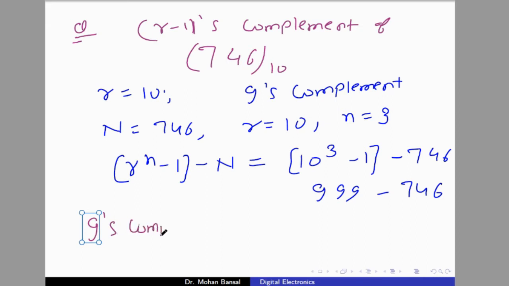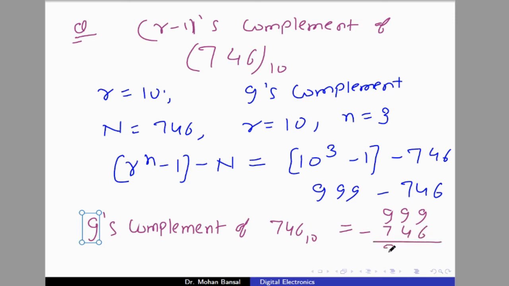Ninth complement of 746 will be 999 minus 746, that is 253 in decimal. So the ninth complement of a decimal number can be obtained by subtracting each digit of the number from 9. We will get the ninth complement. Similarly, we'll talk about the ones complement of a binary number.